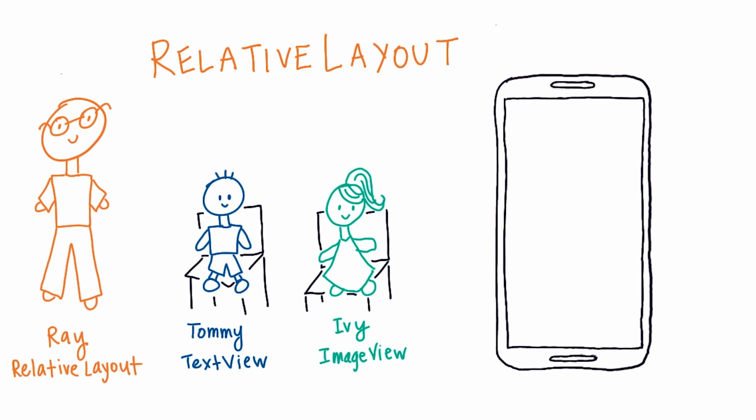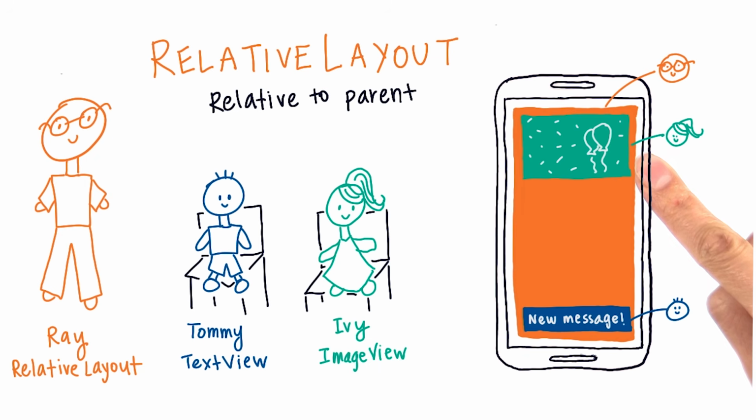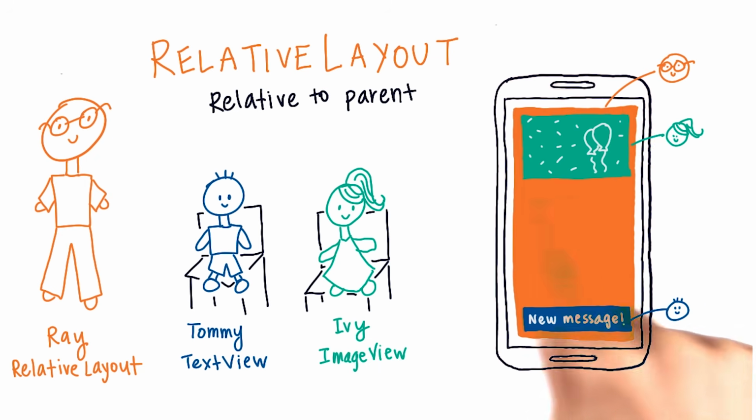A relative layout, again, has its own rules for how to position its children within it. For example, it can position children relative to the parent. So if this is the parent view group, we can have a child text view aligned to the bottom of the parent, and a child image view aligned to the top of the parent. This also works for aligning to the parent's left and right edge, as well as the center.